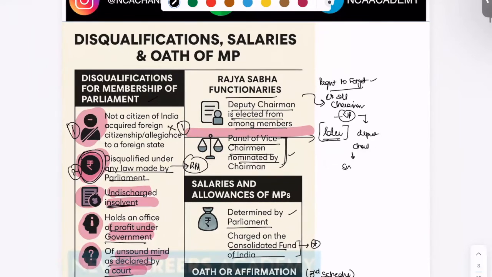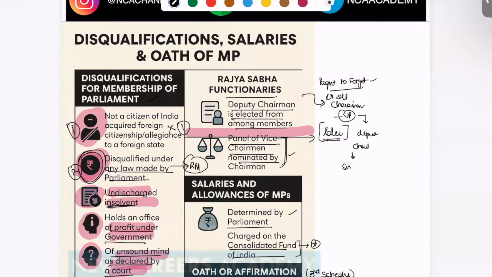Okay, disqualification. How do I become disqualified? If I acquire citizenship of any other country. Second, my mind becomes unsound. Third, my body is unsound. Fourth, an undischarged insolvent. What does that mean? Bankrupt. Or under the RPA, or any court convicts me for more than how many years? 2 years. Is it clear? I'll be disqualified.